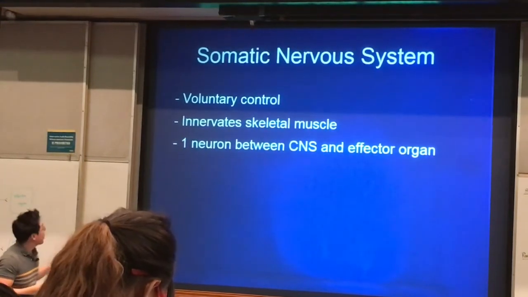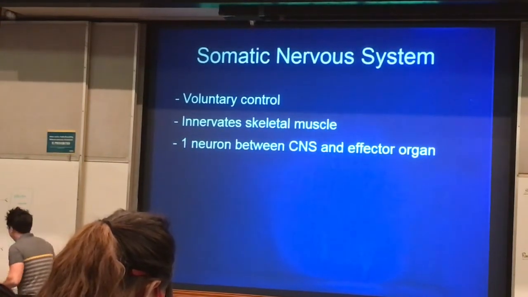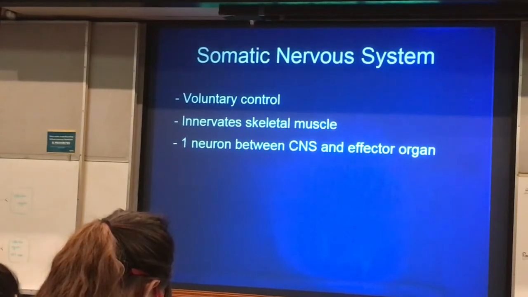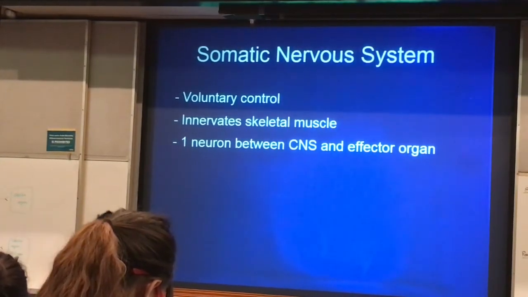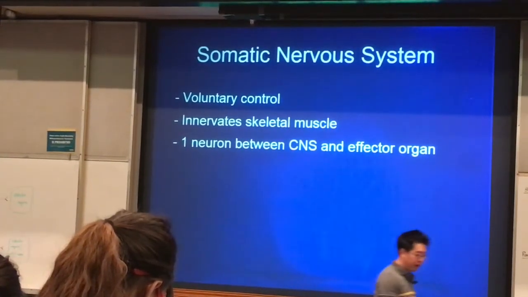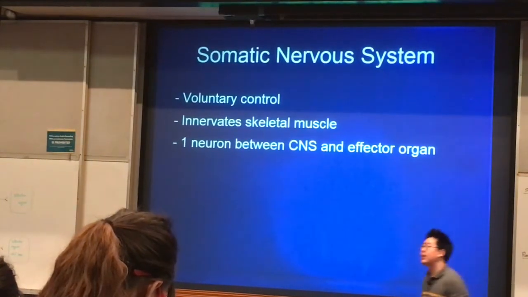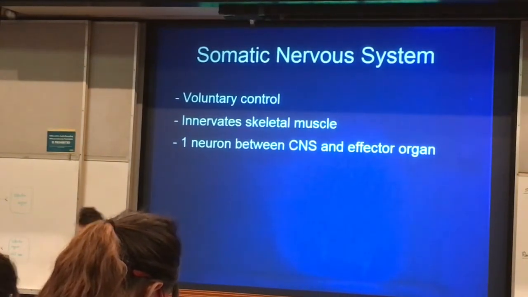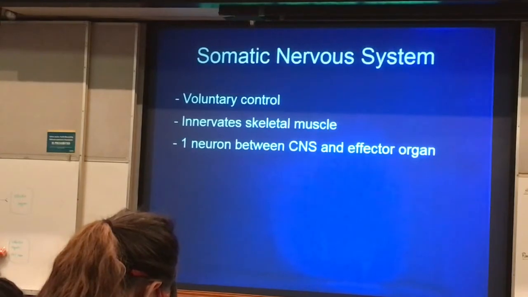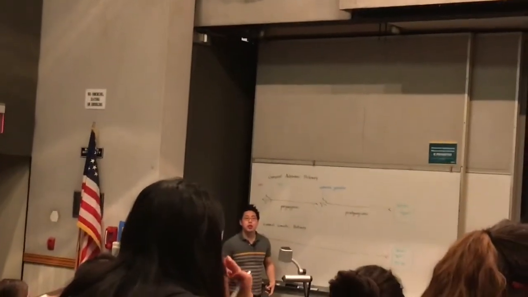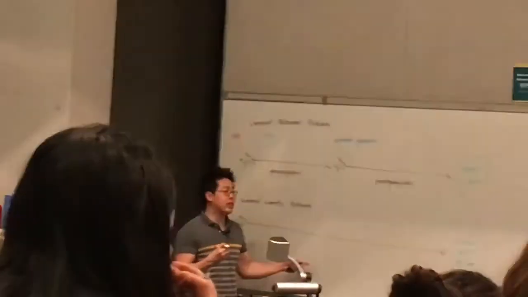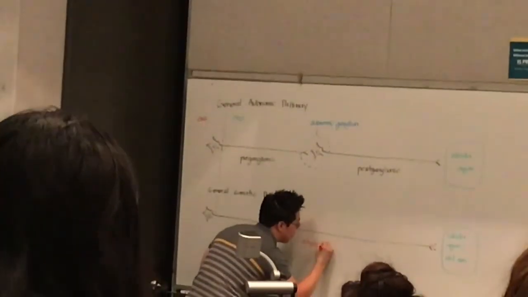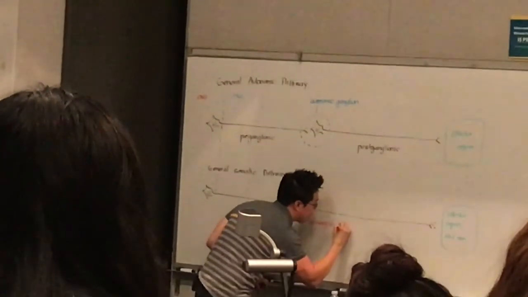Now, this motor neuron, what should it be releasing? You can already logically figure this out. It should be releasing acetylcholine, absolutely. So if this is releasing acetylcholine, what type of neuron is this? A neuron that releases acetylcholine is cholinergic. So this has to be a cholinergic neuron.